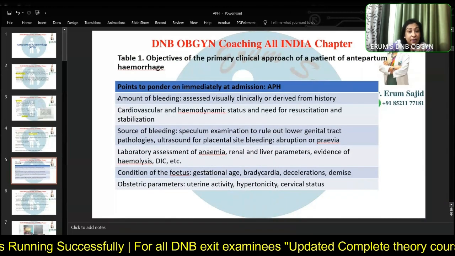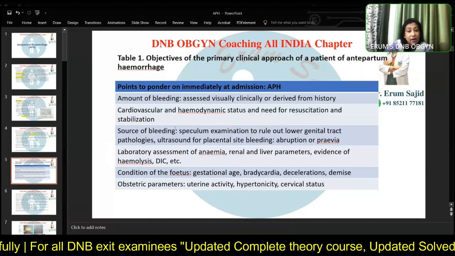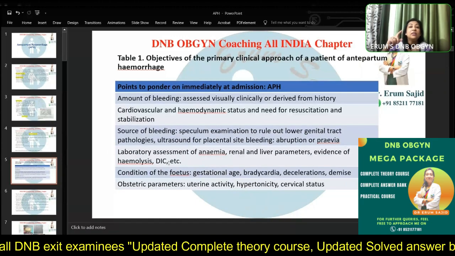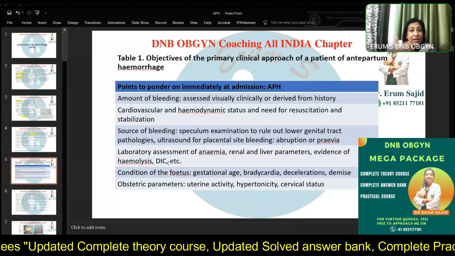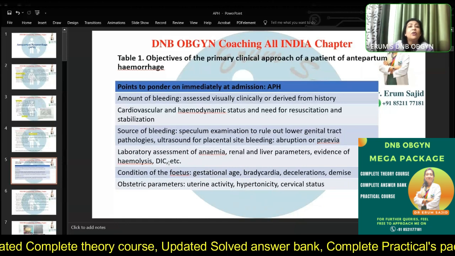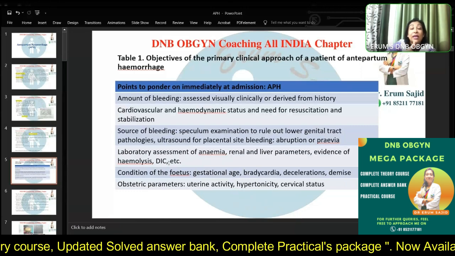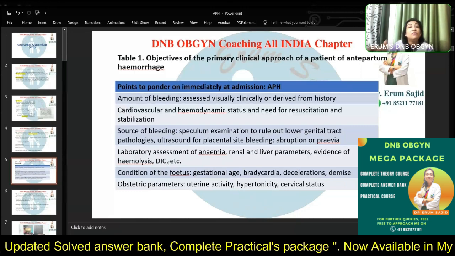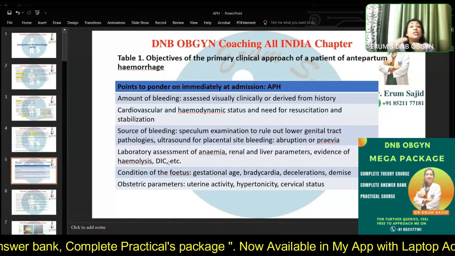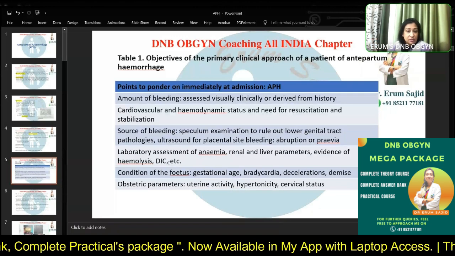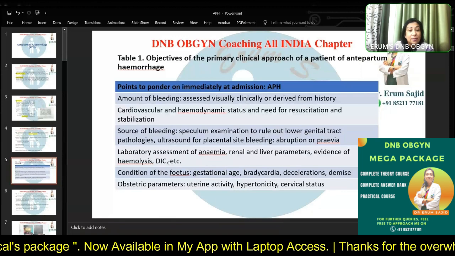First of all, the amount of bleeding, the cardiovascular and the hemodynamic status, the source of bleeding, and certain lab assessments, like you want to see the complete blood count, you want to arrange for the blood, you want to go for seeing what are the current renal parameters, because she can have deterioration in minutes. Renal parameters, liver parameters, if required, ABG analysis, maybe the coagulation studies, and the studies for DIC. Condition of the fetus, so CTG of the fetus as well. Of course, an ultrasound to see what is the cause of bleeding, where the bleeding is coming from.